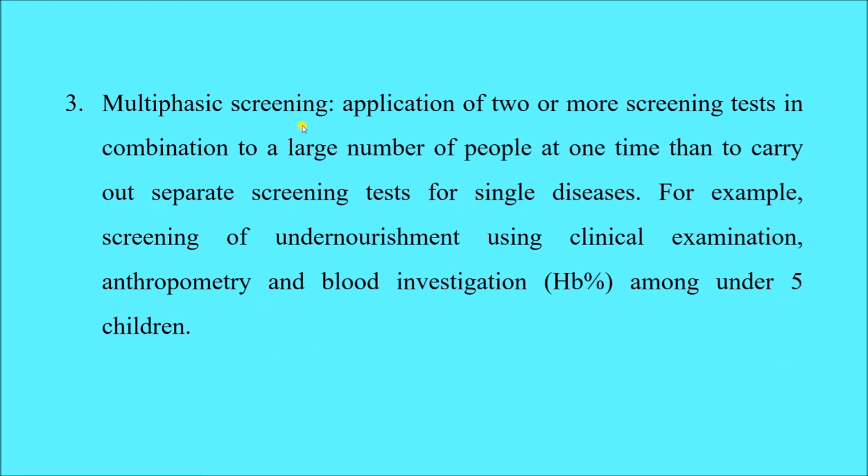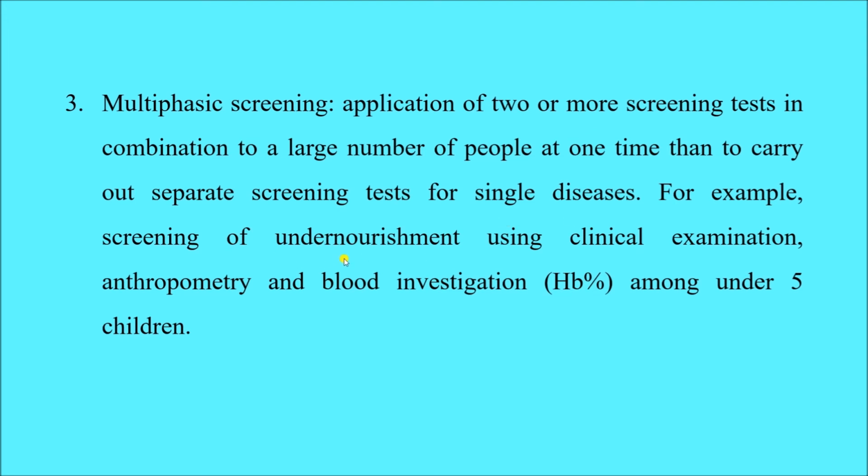There can be multiphasic screening also, which is the application of two or more screening tests in combination to a large number of people at one time, rather than carrying out separate screening tests for a single disease. For example, screening of undernourishment using clinical examination, anthropometry, and blood investigation among under 5 children. So to find out a single health problem, we are applying more than one screening test to a particular population.